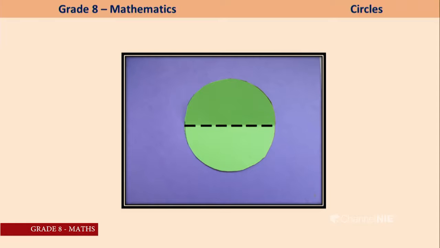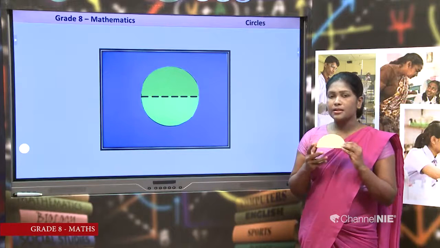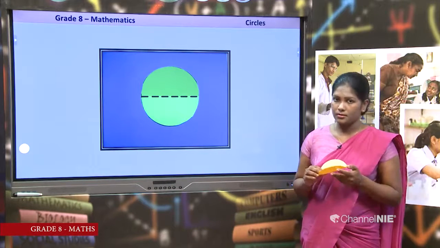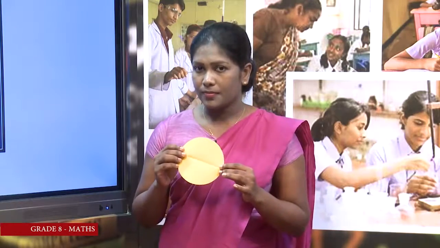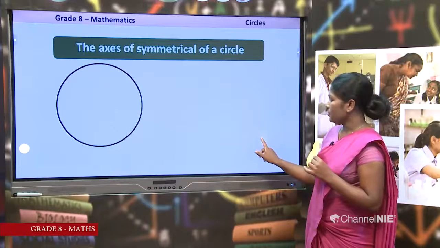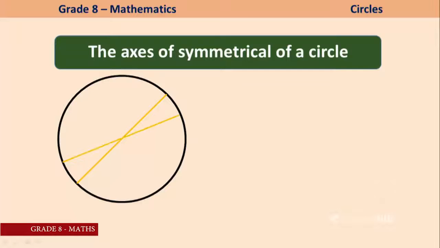Okay. Now again you have to divide this circle into 2 equal parts, but in a different way. And then unfold it and draw this fold line. When we are doing this activity, you can obtain several lines like this. There are several lines in this circle.